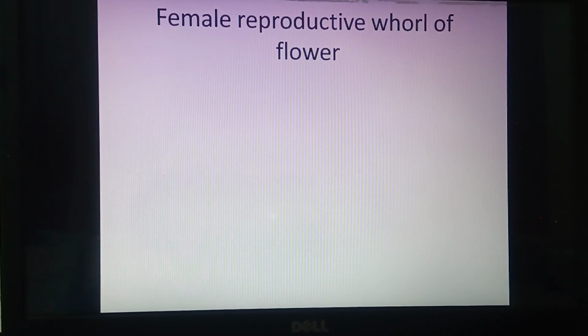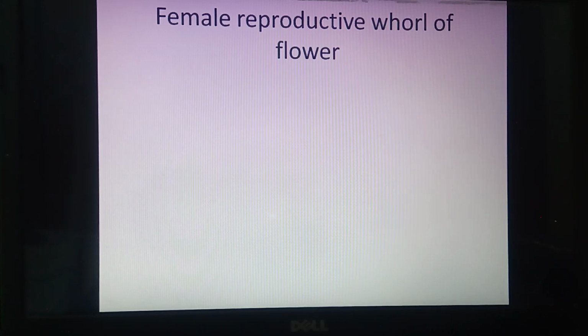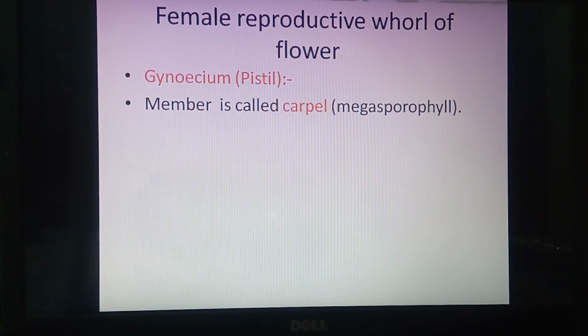Next, we had a detailed account of the first essential whorl of the flower, the androecium, and the member of the androecium, the stamen, which contains anther, filament and connective. The next one, the second essential whorl of the flower, also called the female reproductive whorl of the flower, is called the gynoecium.